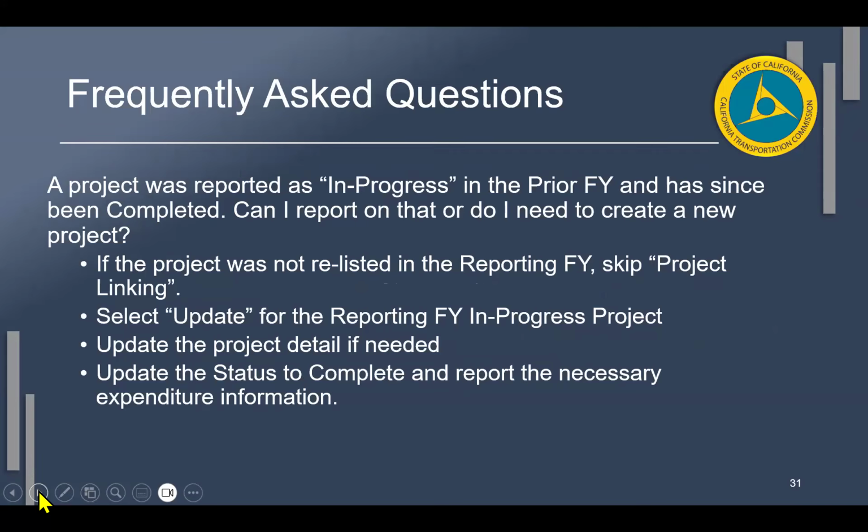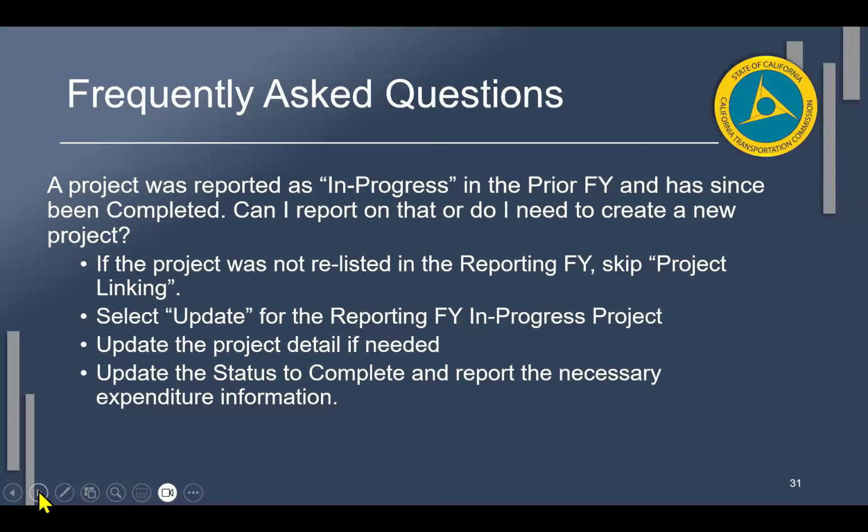I'm not gonna get into this one too much because I think this is actually, never mind, I lied. I am gonna get into this one because there was a good question about this. Yes, in the earlier session. So a project was reported as in progress in the prior fiscal year and has since been completed. Can I report on that or do I need to create a new project?